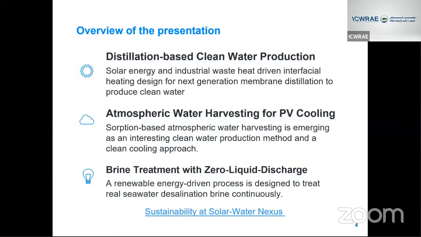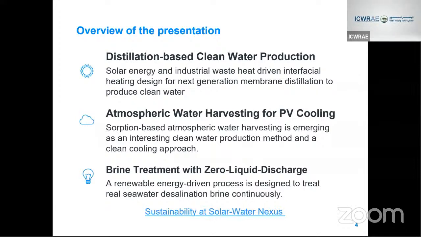Now, in the next 18 minutes or so, I will talk to you about 3 topics. The first one is solar desalination. In this part, I will introduce you to the modern and more advanced solar desalination design that is able to produce much more fresh water than the conventional solar still.